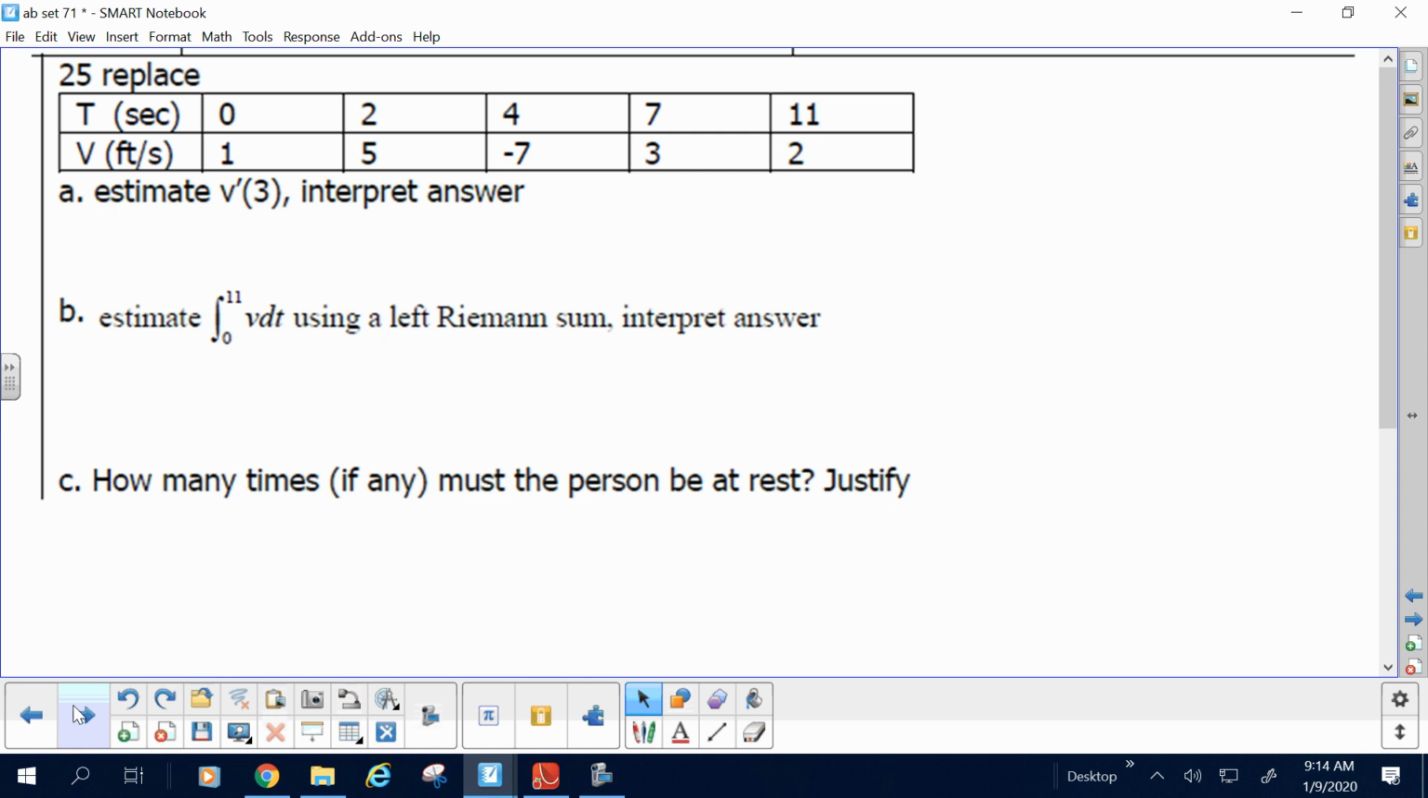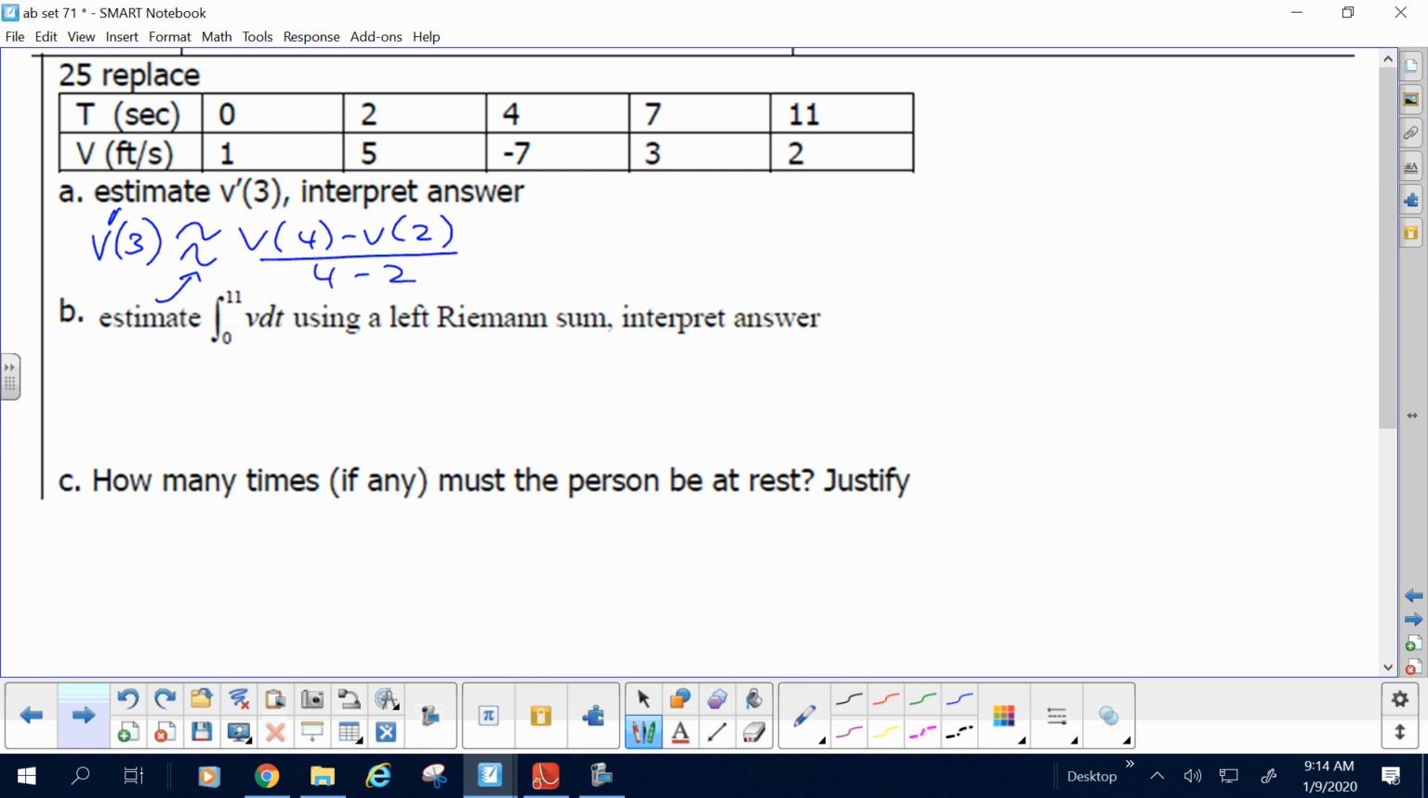For V at 3, I have negative with work. I said V at 3, V prime at 3 is approximately. Make sure you have that. Make sure you show where or what you did to get your answer. You should say what's the change between 2 and 4 to estimate the instantaneous change at 3.